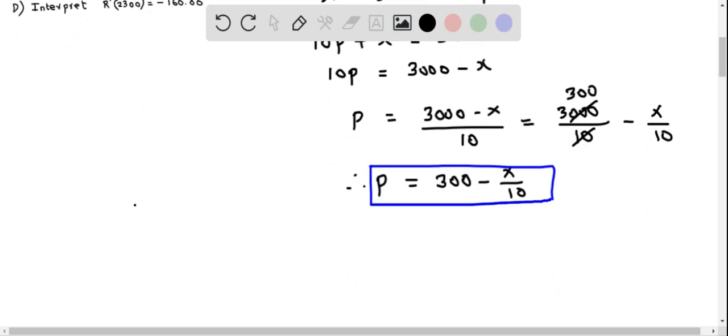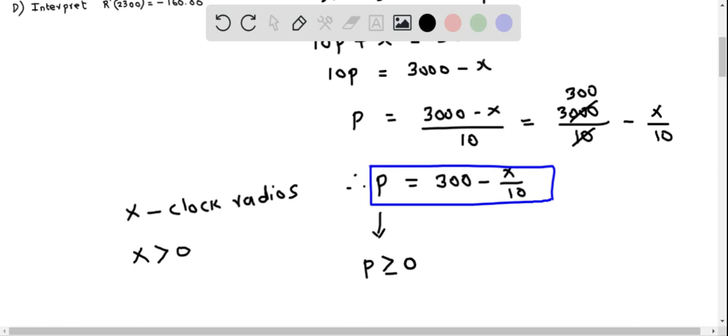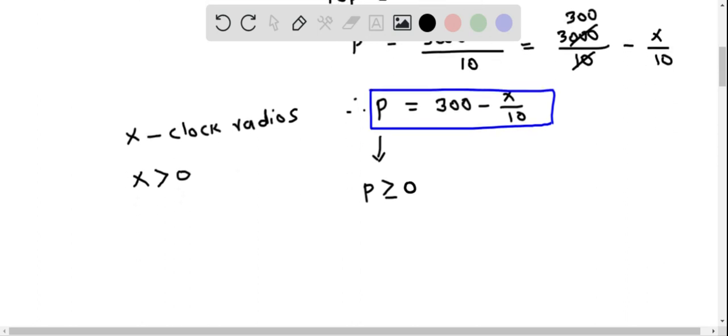We know that x represents the number of clock radios, so this has to be a positive number, which means x has to be greater than 0. And p represents the price in dollars, so this should also be greater than or equal to 0. So we say x greater than 0, p greater than 0. Using p greater than 0, we can determine the upper end of the domain of the function. That is, I utilize p, which is 300 minus x over 10, and this has to be greater than or equal to 0.